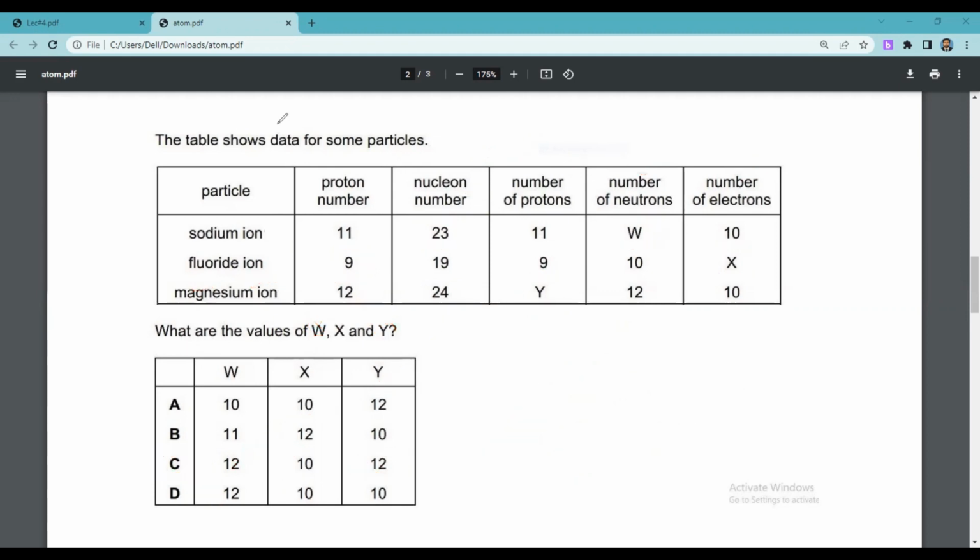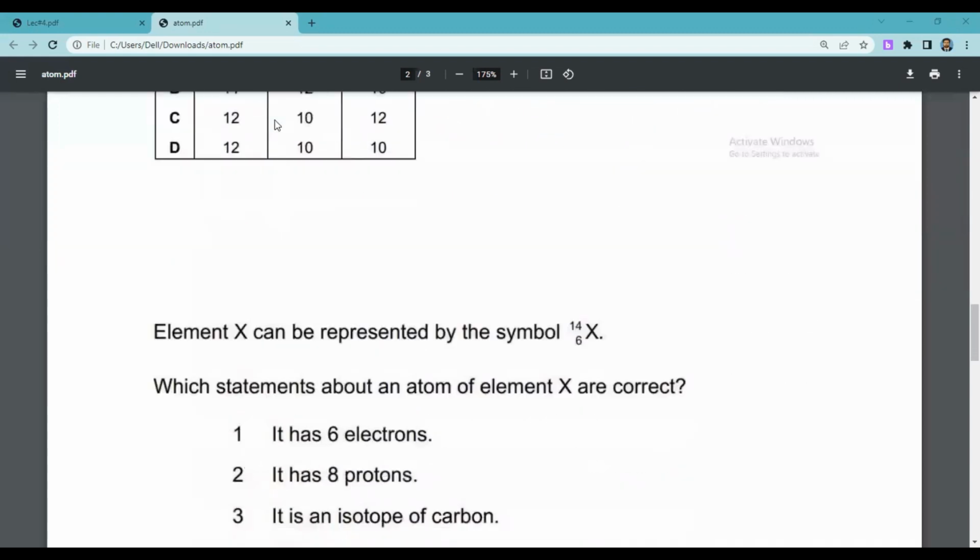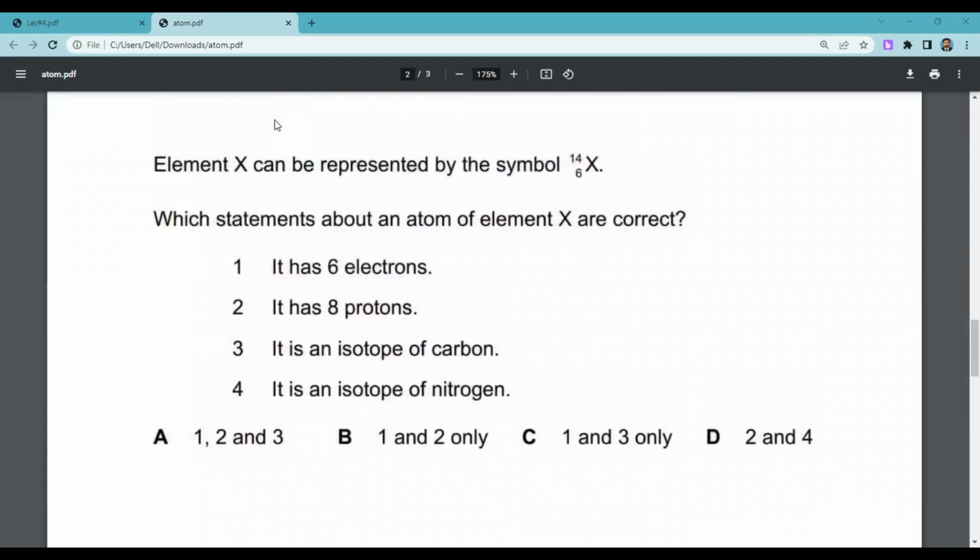Now move towards the next question. The next question is: element X can be represented by the symbol X with 6 and 14. Which statements about atoms of X are correct? By seeing that, we can write electron, proton, and neutron. The element has 6 protons. It means it has no positive or negative charge on it. Therefore, it will also contain 6 electrons.